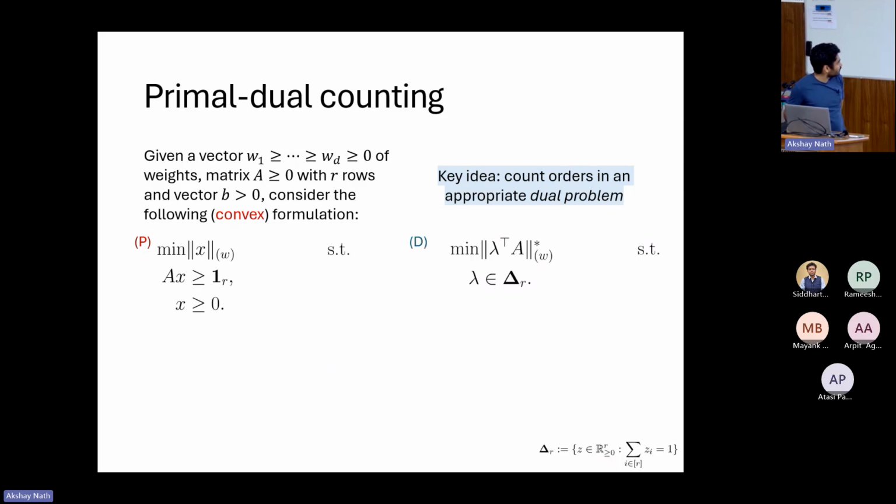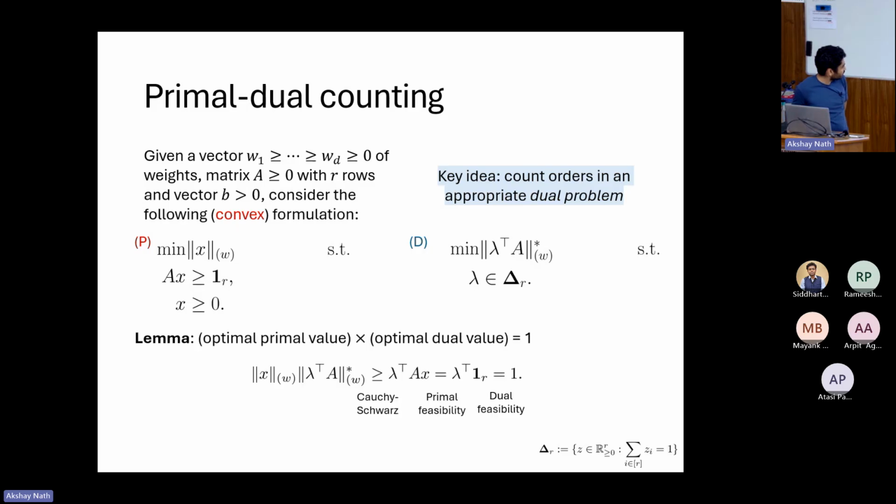So let me define a dual problem, which at first glance doesn't look like a dual because these are both minimization problems. But here's the dual. I want to minimize the dual norm of lambda transpose A, in this ordered norm, subject to the constraint that lambda is in the probability simplex, so the entries basically sum to 1. And let me try to convince you that this is actually the right dual, even though it might not appear that way. And so here's the lemma: the optimal primal value times the optimal dual value is exactly 1.